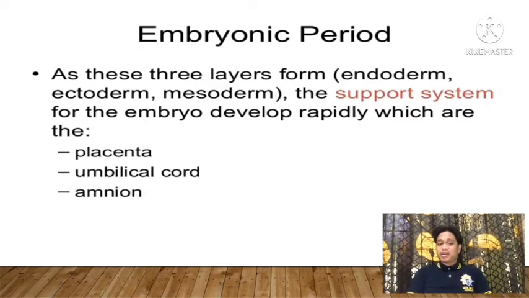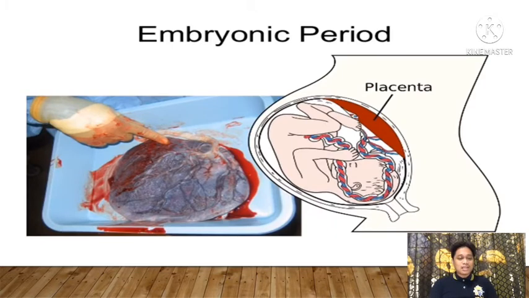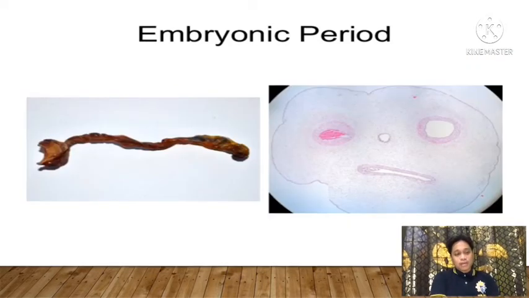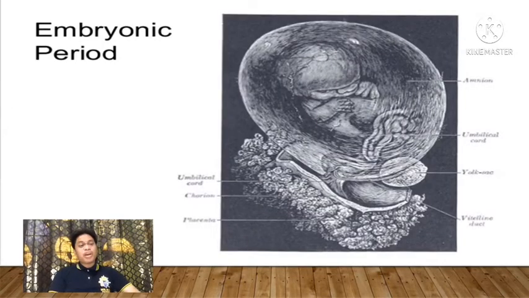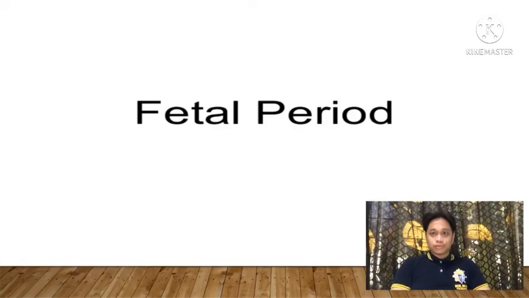So as these 3 layers form, the endoderm, the ectoderm, and the mesoderm, the support systems for the embryo develop rapidly, which are, the first one is the placenta, the second one is the umbilical cord, and the third one is the amnion. In this picture, we are now seeing the placenta, or what we call the afterbirth. So next in line, we're able to see the umbilical cord. And here we are now able to see the amnion. So we are done with the embryonic period. And now let us study the fetal period.